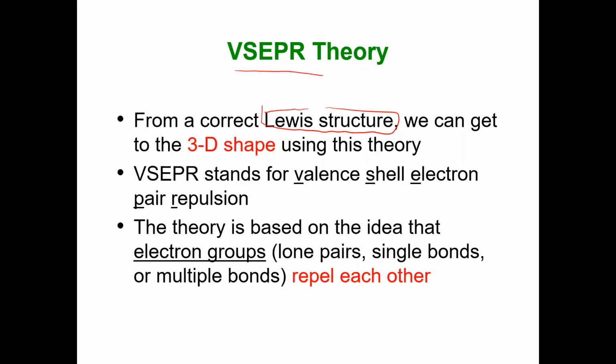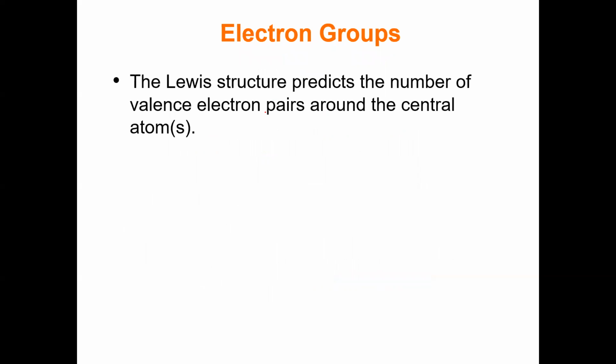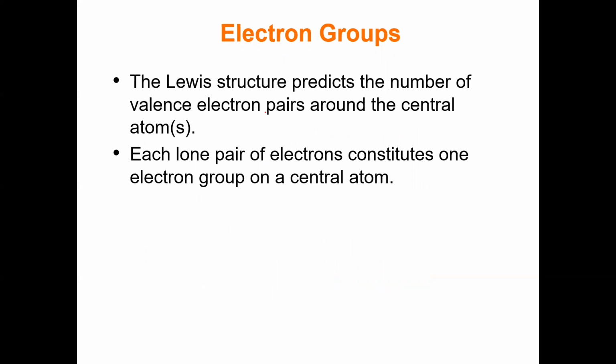So we're going to take the theory based on electron groups. So we're going to look at the different types of electron groups. There's lone pairs, there's single bonds, and then there's the double and triple bonds. But no matter what, these groups are going to repel each other because they're negatively charged. So the Lewis structure predicts the number of valence electron pairs around a central atom. So we did that previously drawing Lewis structures. And we're going to see that lone pairs count as a group on a central atom.